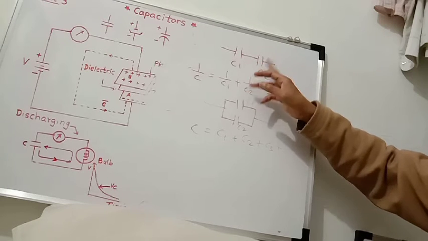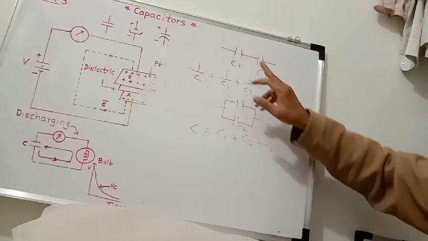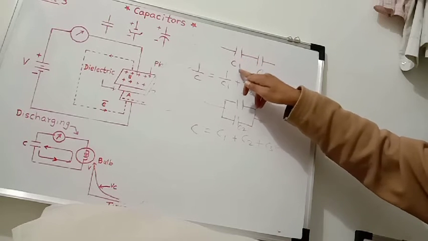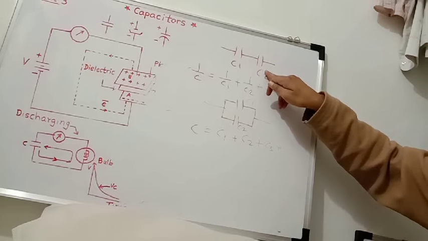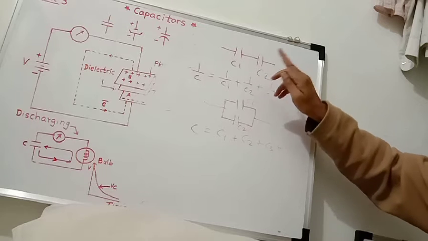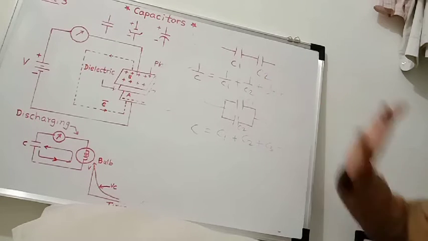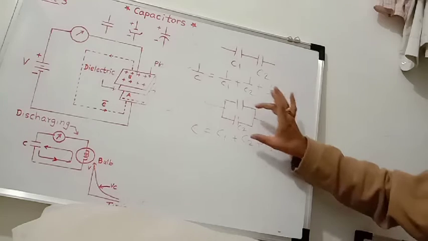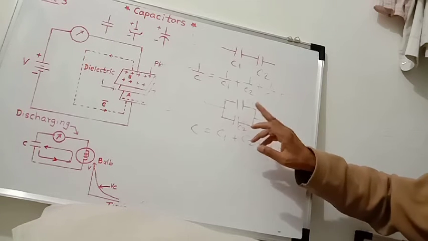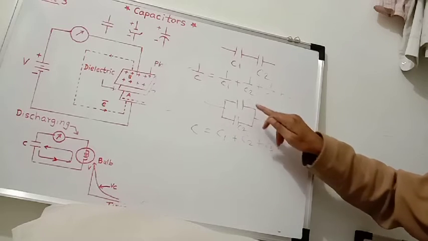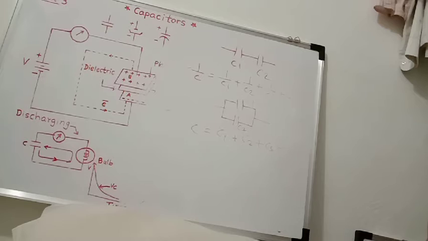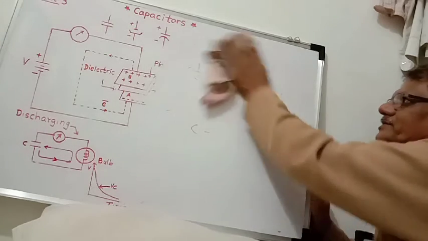C1 into C2 divided by C1 plus C2 when capacitors are connected in series. Okay, when two capacitors C1 and C2 are connected in series, then its equivalent capacitance C is equal to C1 into C2 divided by C1 plus C2. And when two capacitors C1 and C2 are connected in parallel, then its equivalent capacitance C is equal to C1 plus C2. Okay. Now see one example.